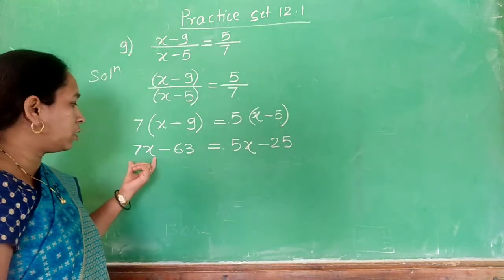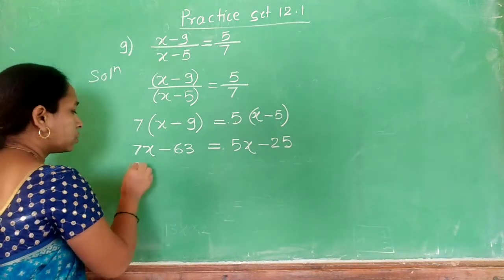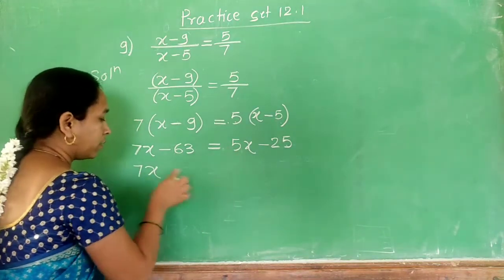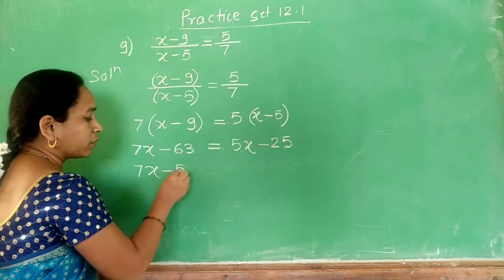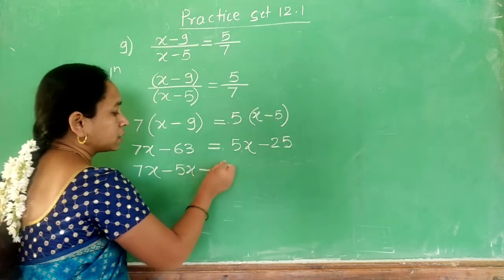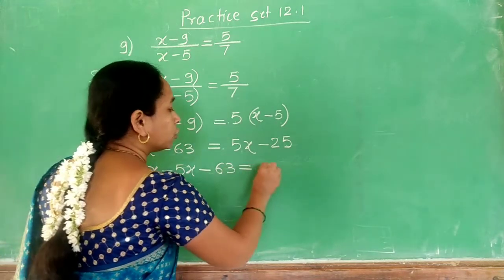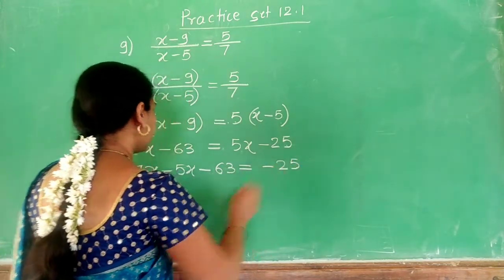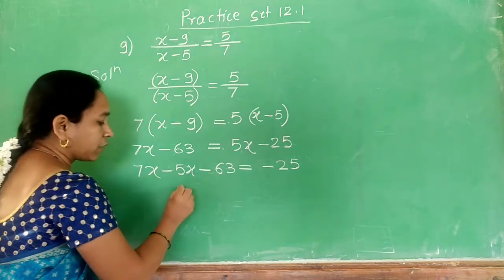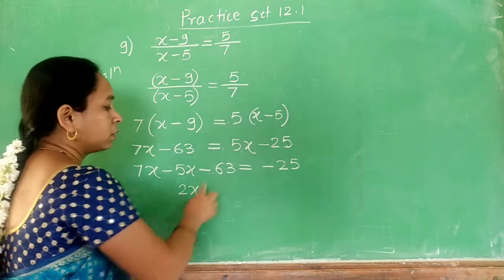5x, bring it near to the 7x. So 7x, 5x shifts here, so minus 5x. Already minus 63 is given. It is here, so is equal to minus 25. 7x minus 5x, answer is 2x.